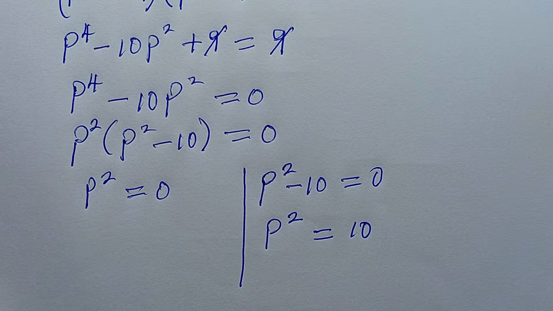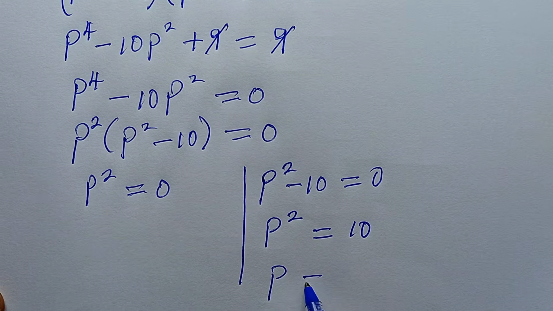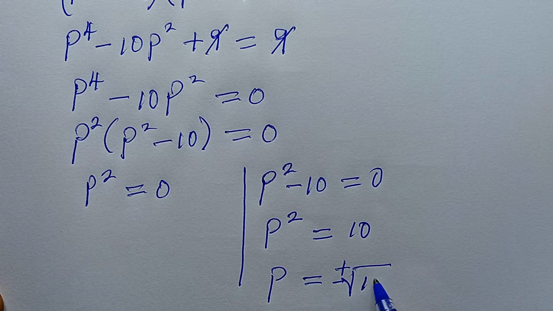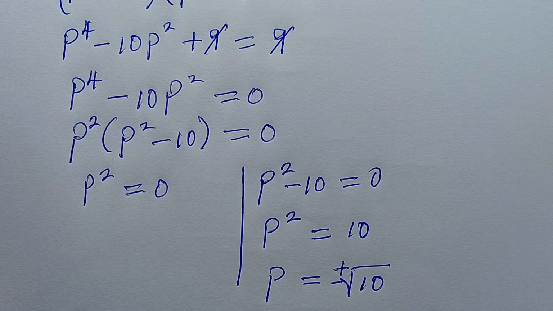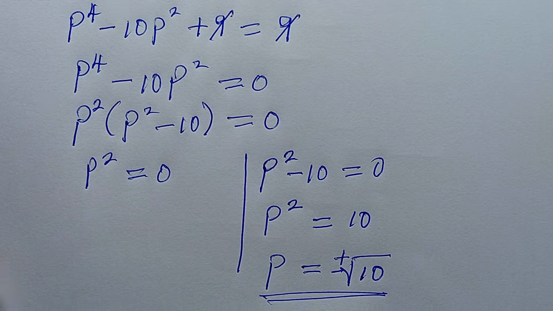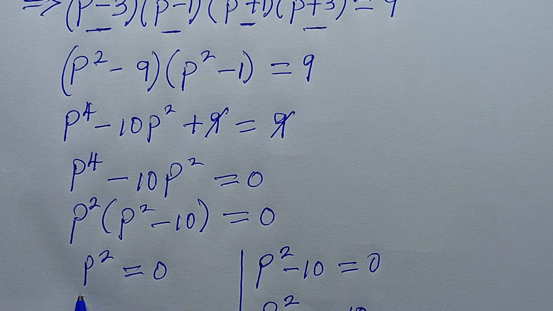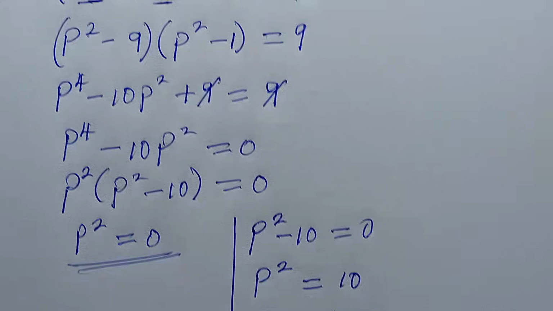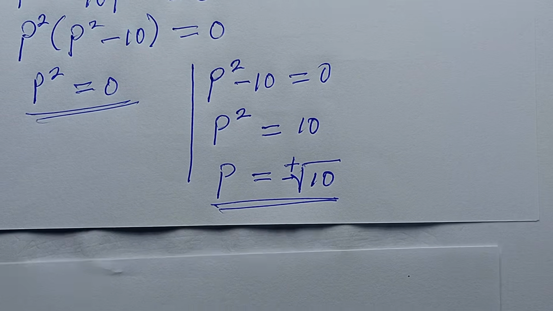Take the square root of both sides. We're going to have p equal to plus or minus the square root of 10. Right? Good. So we have three values for our p from this solving. But we have to look for the value of x since we do not have p in the original equation. And so let's continue here.